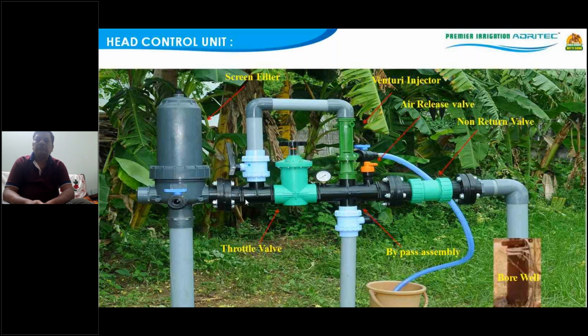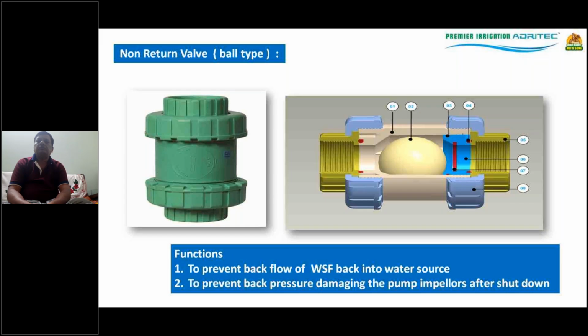And then finally, since we say water soluble fertilizers or pesticides, whatever we may apply, they may not be 100% water soluble. Therefore, if there are any leftover impurities, it has to be passed through a basic screen or mesh filter. So this is the basic head control unit for a typical farm. Now let us look at the components that are there actually.